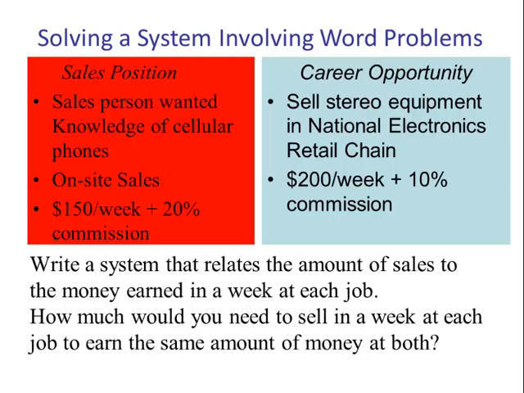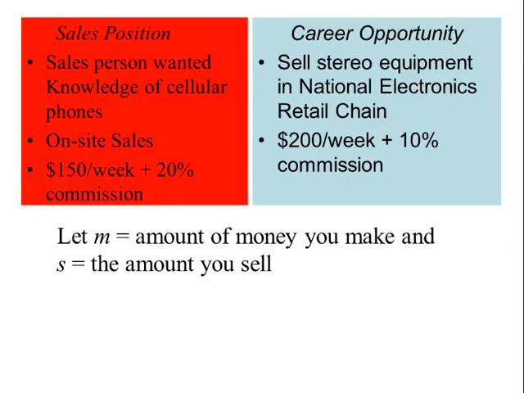So our first step is to identify what the variables are, and in this case we need to know the amount of sales, and then that will give us how much money we get paid for each job. So we're going to let M be the amount of money that you make, and that is dependent upon the amount that you sell. So for the cell phone, 20% commission means you take 20% of how much you sell, that's your commission. And then we're going to add that to the 150 that you get each week. For the stereo equipment, it will be 10% times how much you sell plus $200 each week.